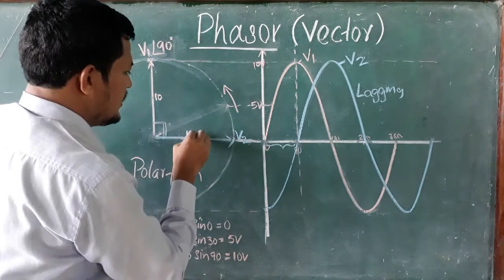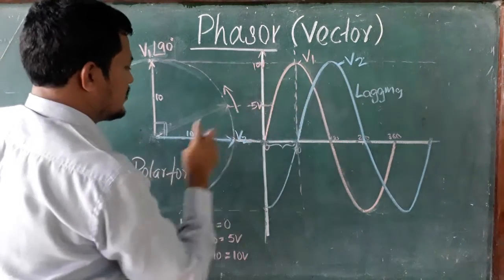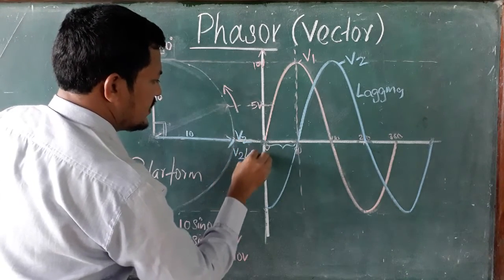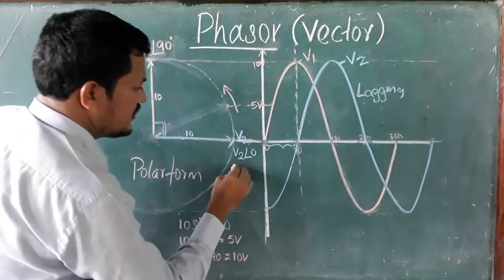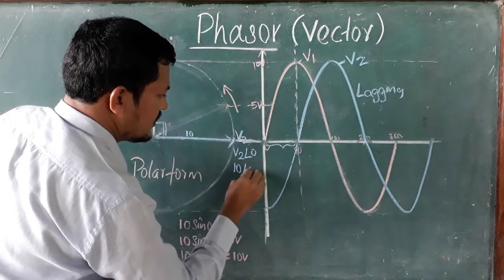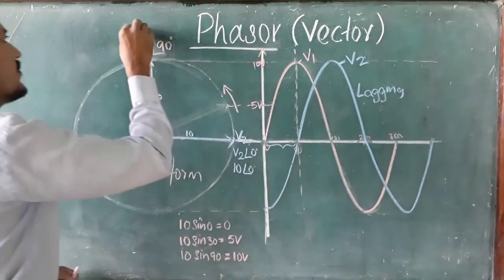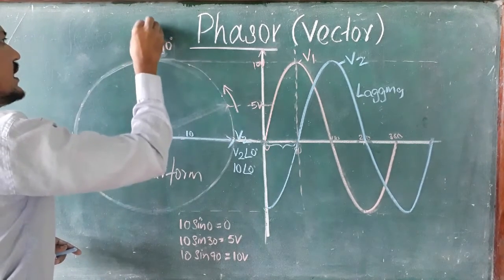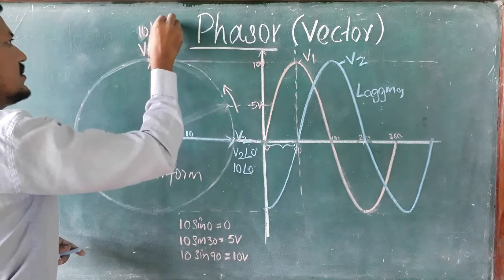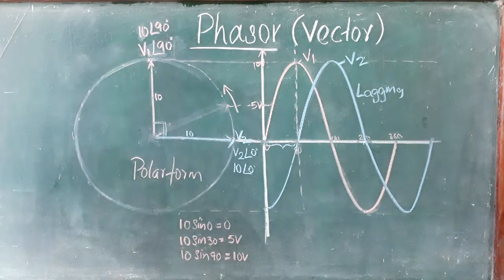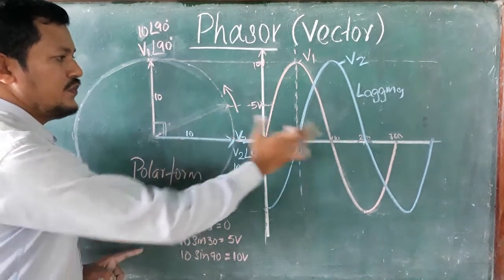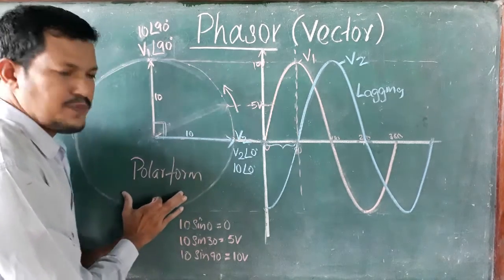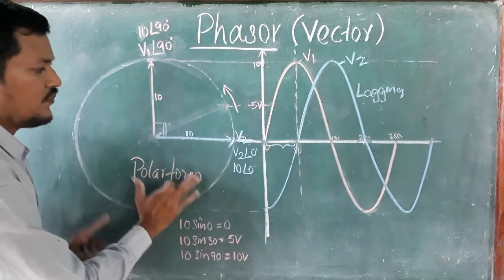V2 also has a maximum value of 10, so 10 units. V2 is 10 at an angle of 0 degrees, and V1 is 10 units at an angle of 90 degrees. Clear? So we got two waveforms in the form of phasors, and the phasors are in polar form. So we got the polar form.